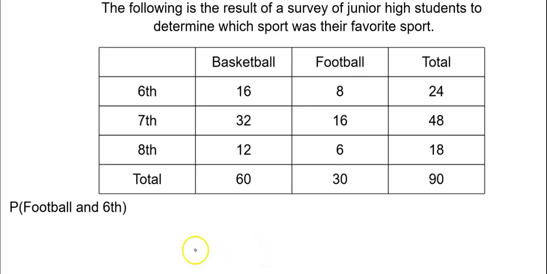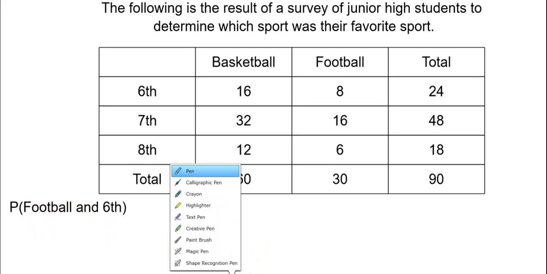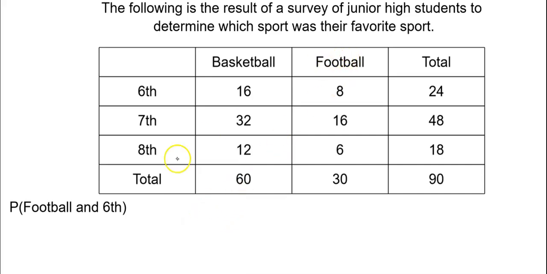All right, what's the probability that someone preferred football, and they're in sixth grade? So these are the folks I want to find right here. So football, so this column, and sixth grade. Sixth grade, football, that's those 8 people. But notice I only want football in sixth grade, so that means the 90 has to be on the bottom.